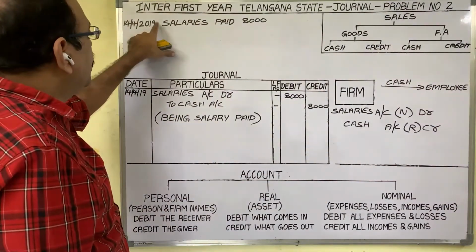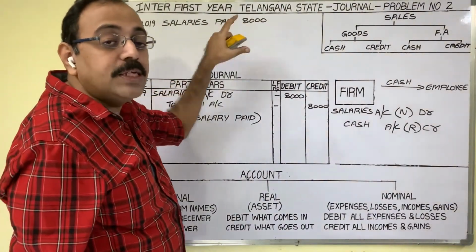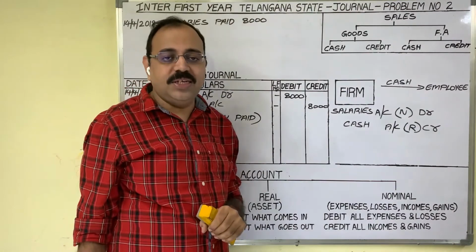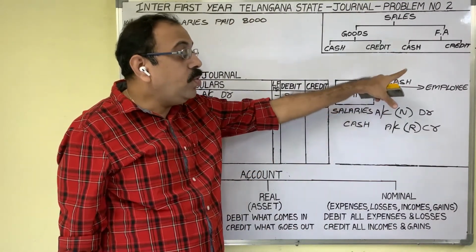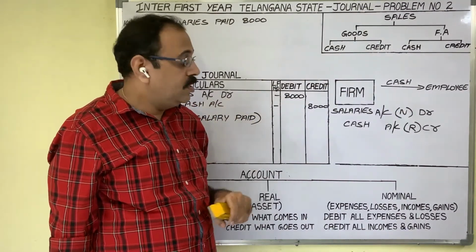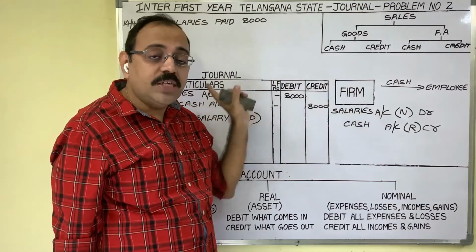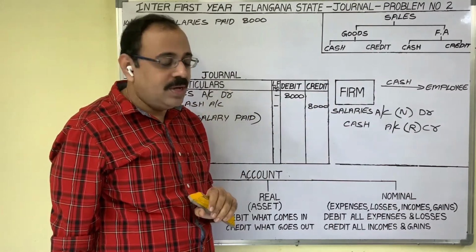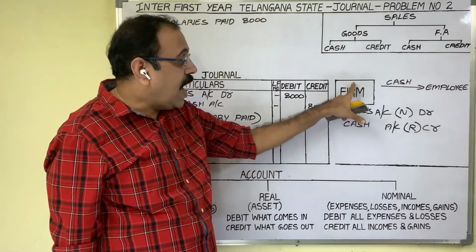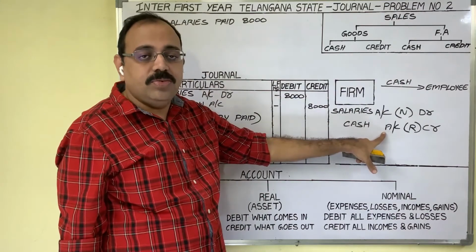14th day transaction is salaries paid 8,000 rupees. This is an expenditure related transaction. From the firm, cash is going to the employee. Two accounts are salaries account and, in case of expenditure, one account is the expenditure name account and another account is, as cash is going from the firm, cash account.